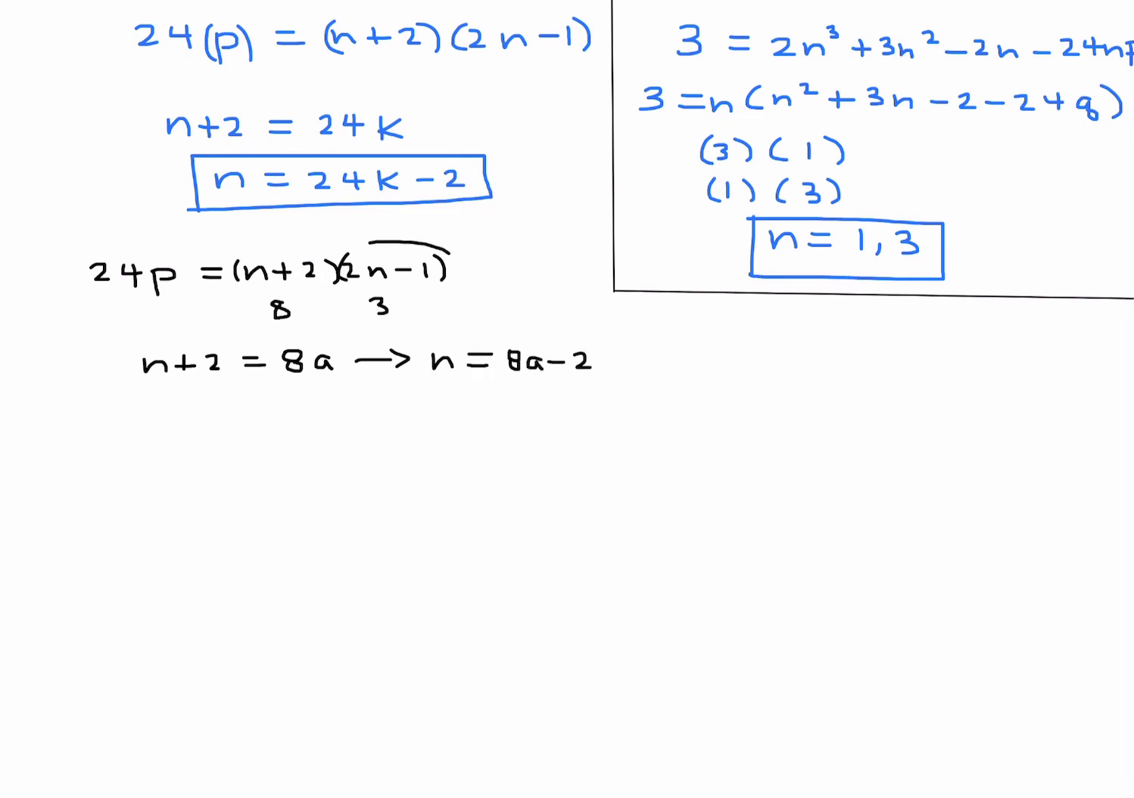And then this guy I chose to be a factor of 3 because 2n minus 1 is an odd number, and that's why I chose that as the factor of 3. So that means 2n minus 1 is some like 3k, let's say. It's a multiple of 3. So now going back to my original equation and substituting, I've got 24p, but instead of n, I'm going to put this guy right here.